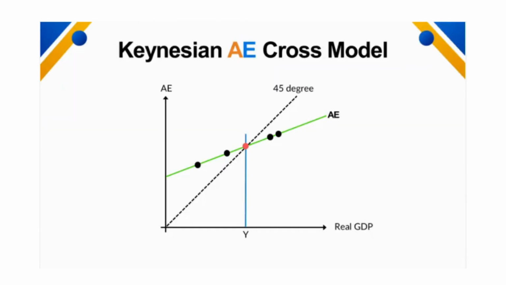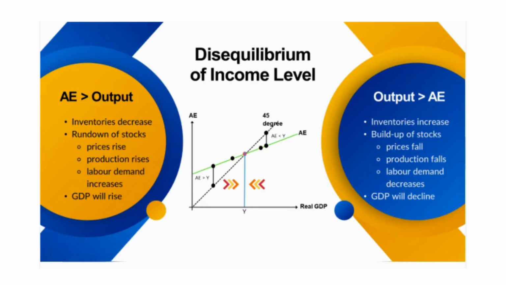The Keynesian A-cross model illustrates the relationship between aggregate expenditure and real GDP, highlighting the equilibrium where A equals real GDP. When A does not equal output, the economy experiences disequilibrium. This can lead to changes in inventories, prices, production, and employment levels.